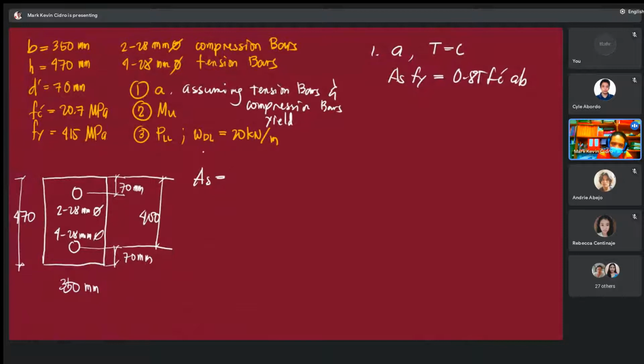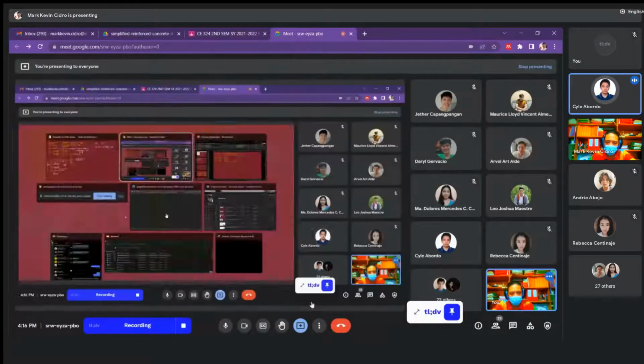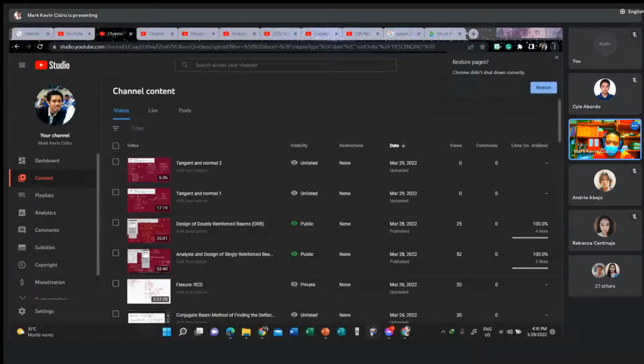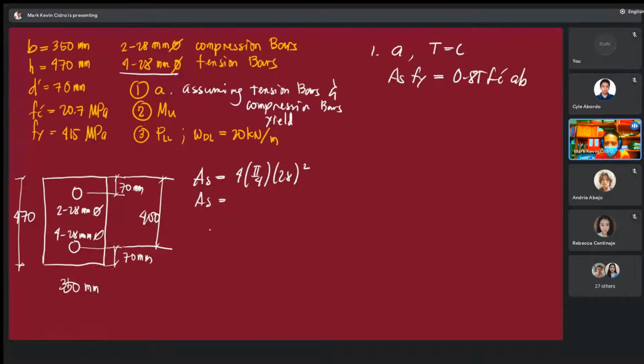Let us solve for As here so we don't go back and forth. Your As is equal to four, the 28 mm bars: 4 times pi over 4 times 28 squared. So this is your As, 784 pi. This is in mm squared.